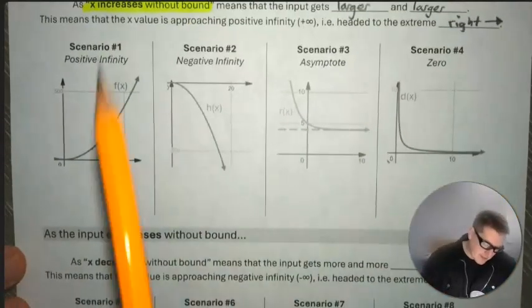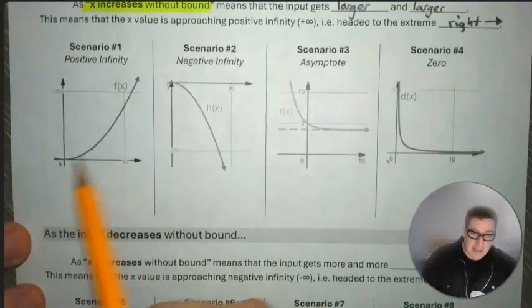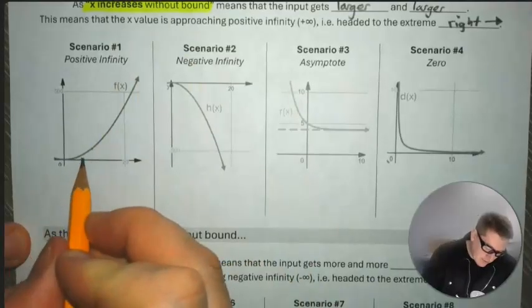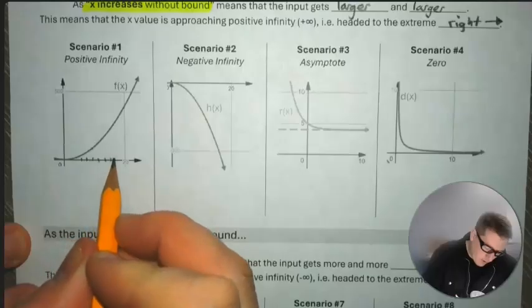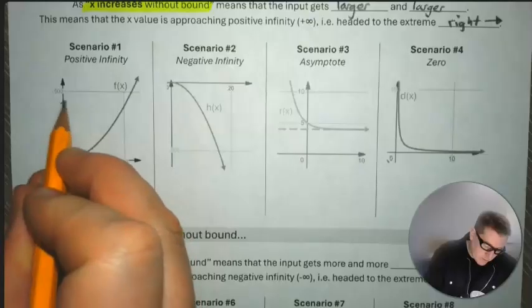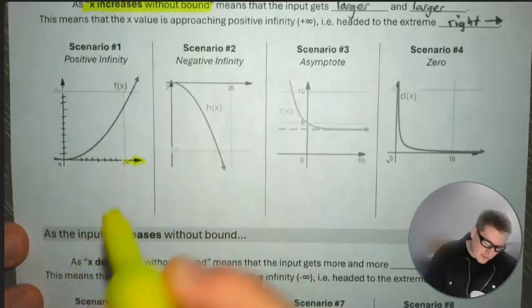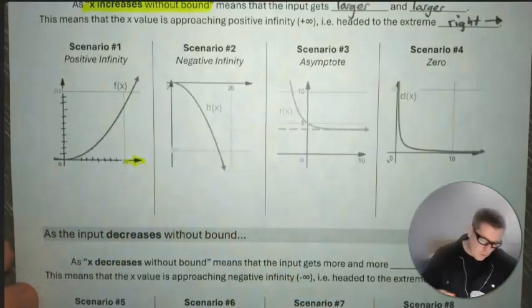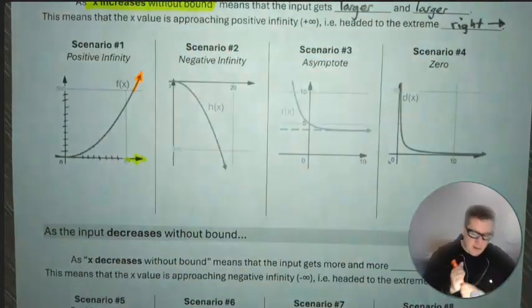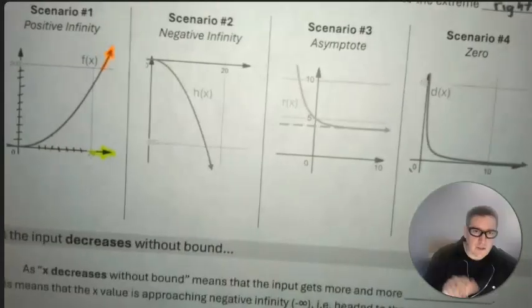So what we're saying is we're going as far right as possible in terms of the x-axis. So let's take a look at scenario number 1. Here we have probably something like x squared. As my x values get more and more large, my y values for this graph are also getting larger and larger. The question is, what happens if I go to the extreme right of the graph? Well, my graph is just continually going up and up.